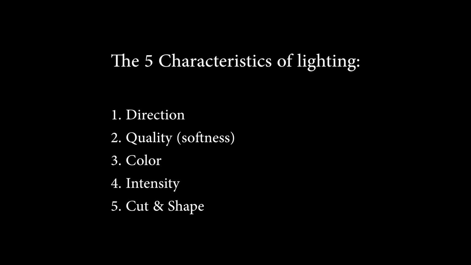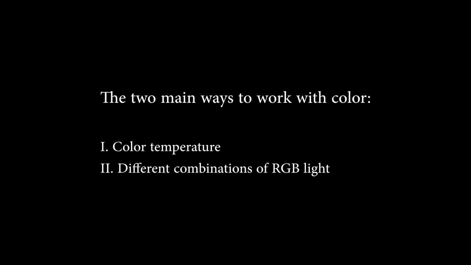Next we have color. As cinematographers, the two main ways we have to work with colors are through color temperature and different combinations of red, green, and blue light, which can be achieved by dialing settings on an LED light or with the use of gels. Let's first talk about color temperature.